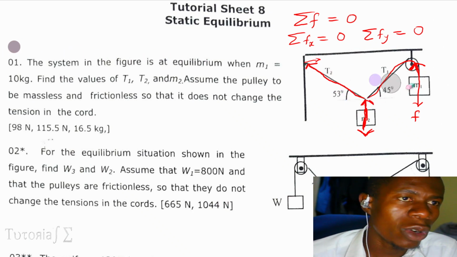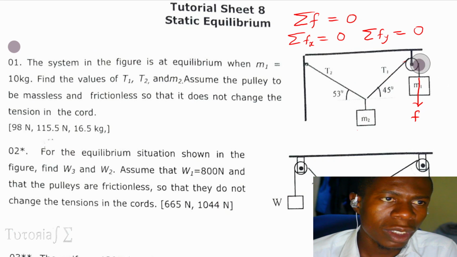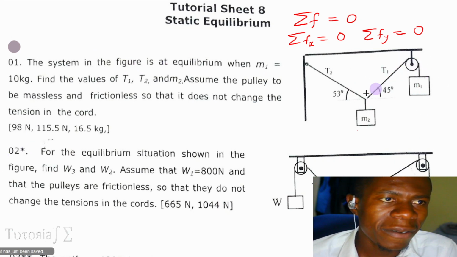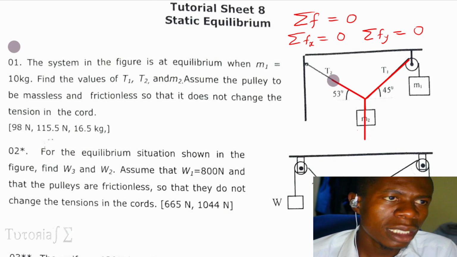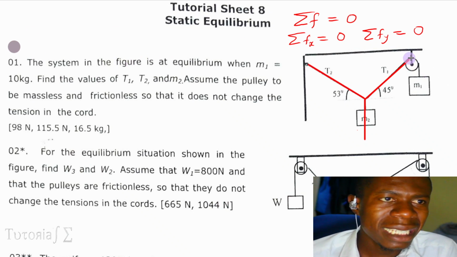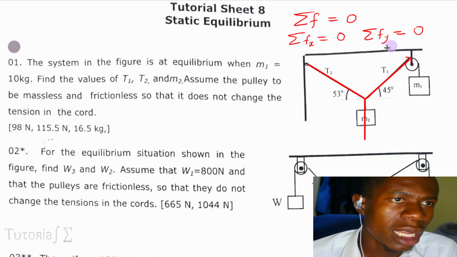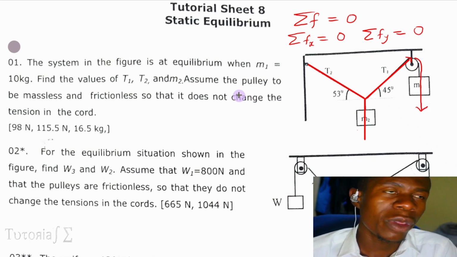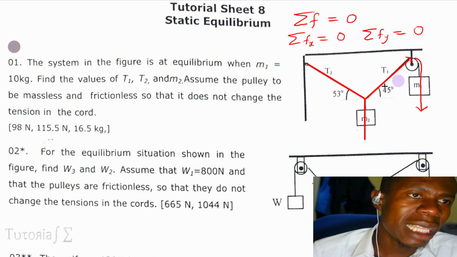Now let me just draw it properly so that you can see this well enough. So there is this tension, then there is this tension, and there is this tension. We have resolved that this tension here is the same as the tension in the other string. So we can now read through the question, and we can answer this question.